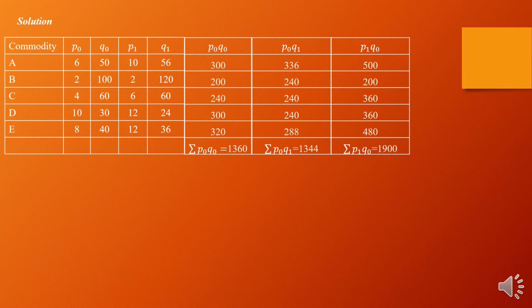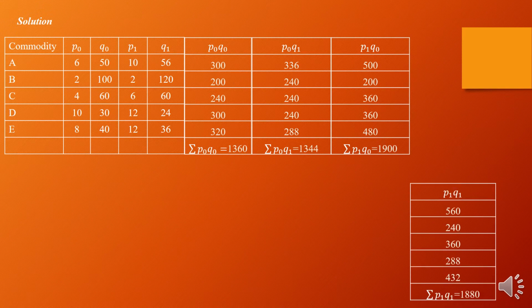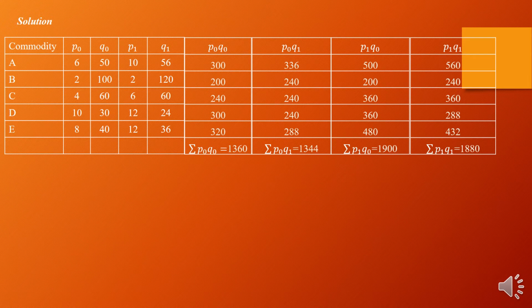Last one supposed to be calculated is P1 Q1. So here current year price into current year quantity. So here 10 into 56, 560, 2 into 120, 240, 60 into 6, 360, 24 into 12, 288, and last one is 36 into 12, 432. Now let us calculate one by one.